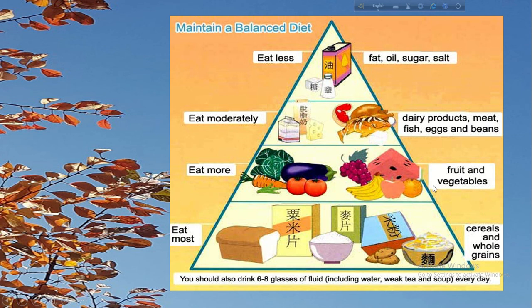So we have to collect minerals and vitamins from our food elements. So we have to put more emphasis on fruits and vegetables. Then eat the most amount of cereals and whole grains. And side by side we have to drink 6 to 8 glasses of fluid, including water, weak tea and soup every day.